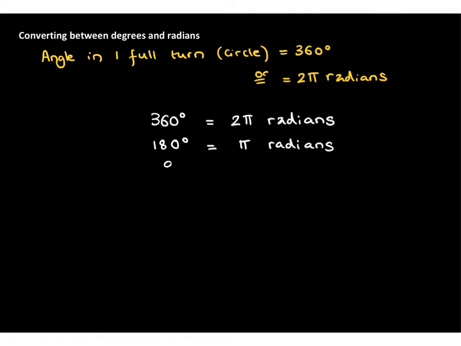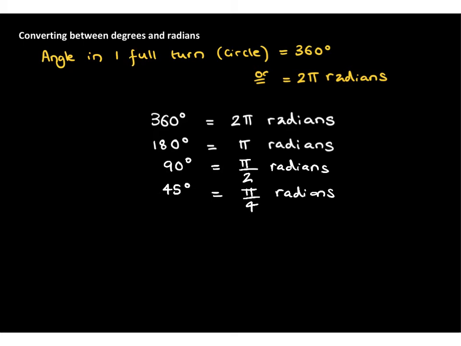What would 90 degrees be in the radians measurement? It would be pi over 2, which we sometimes call pi by 2 radians. What would 45 degrees be? It would be pi by 4 radians. So we can convert any measurement in degrees to a measurement in radians and vice versa.